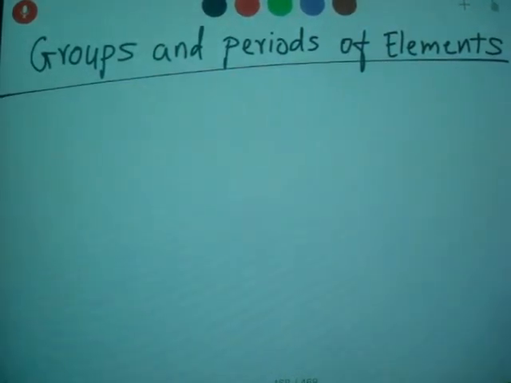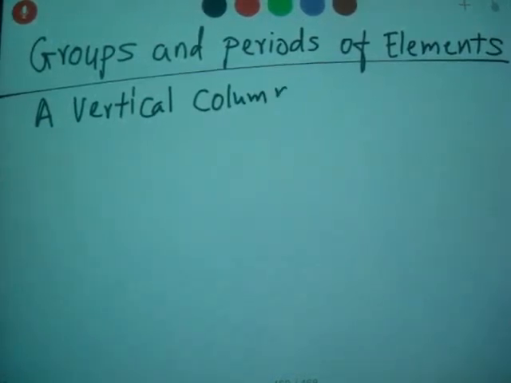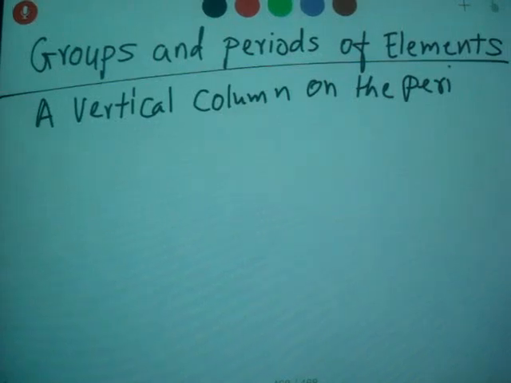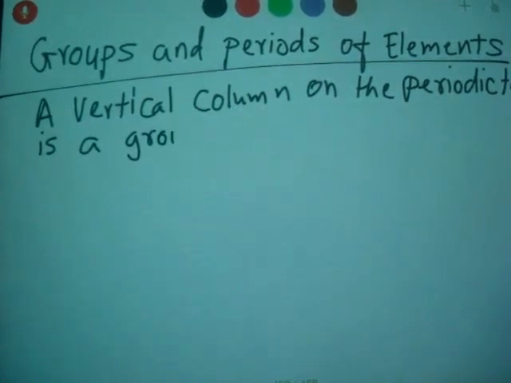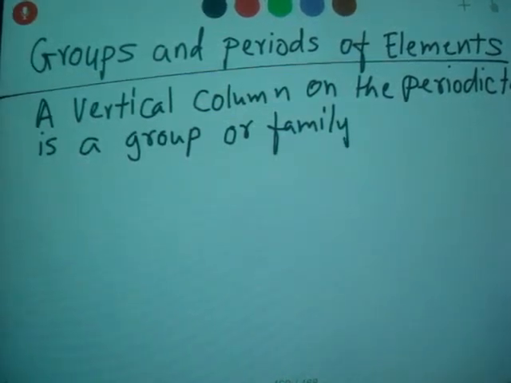So, groups and periods of elements. The vertical column on the periodic table is called a group. So a vertical column on the periodic table is a group or family of elements.